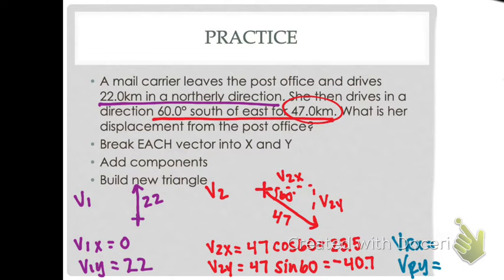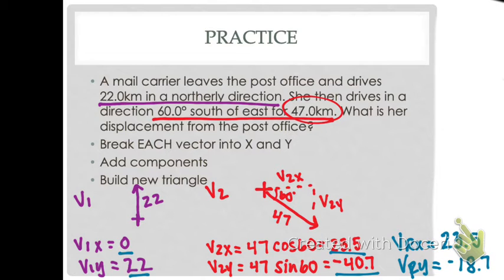So my x's are going to be 0 plus 23.5, which is just 23.5. Right? My y component is going to be 22 minus 40.7, which gives me negative 18.7.